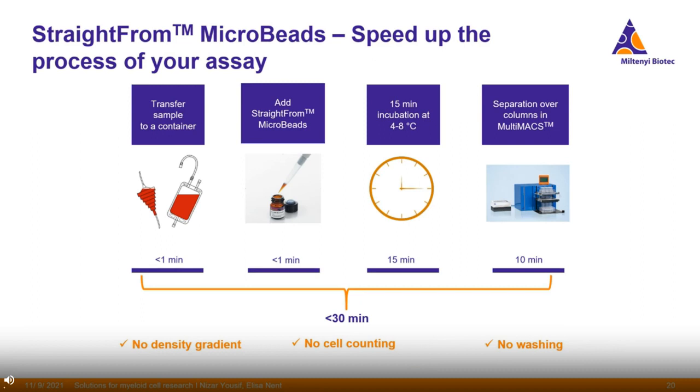Before I introduce you to our StraightFrom solutions for monocytes, let me say a few words about our StraightFrom technology. StraightFrom technology enables the separation of highly pure cells directly from different blood sources with all the benefits of MACS MicroBeads, as well as easy and fast enrichment of leukocytes. So no need for density gradient, no cell counting, no washing, and no erythrocyte lysis needed.